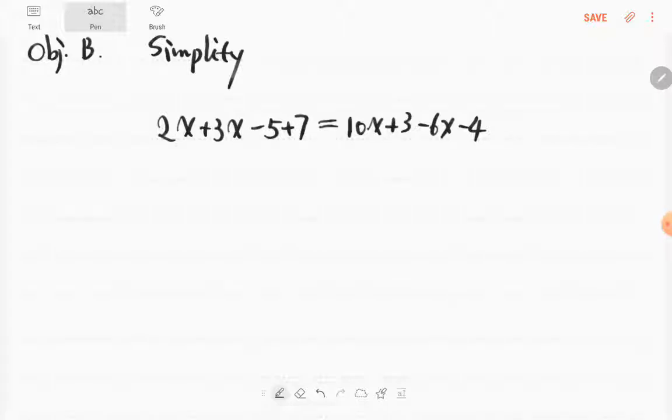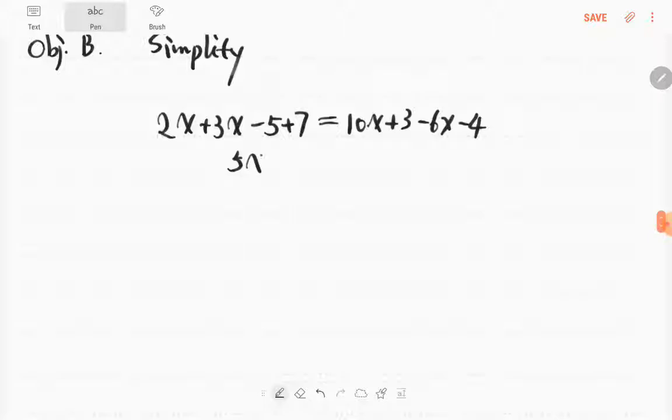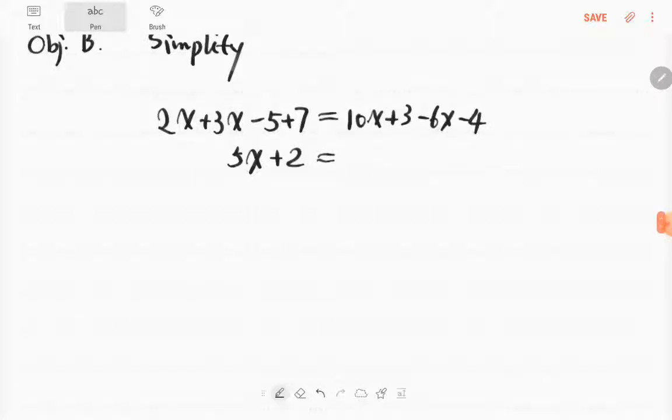So for the left side, we can combine 2x plus 3x. Then we will have 5x. Then we combine the numbers. Minus 5 plus 7, we will have plus 2. And we can do the right side. So 10x minus 6x, combine them together, we will get 4x. Then combine the numbers. Plus 3 minus 4, we will get minus 1.